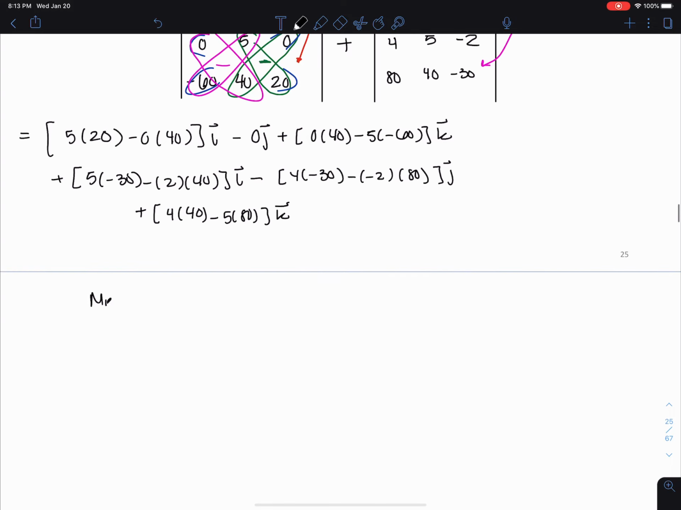And if I simplify all of this, I get the resultant moment. And I would get 30 in the i direction, minus 40 in the j direction, plus 60 in the k direction. And this is all in pound feet. And that's my answer for that.